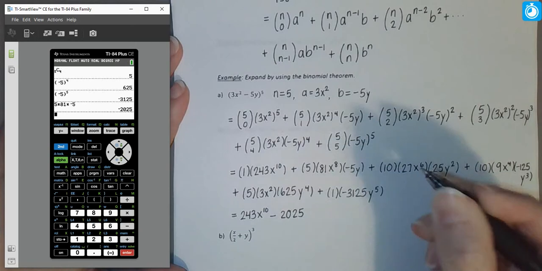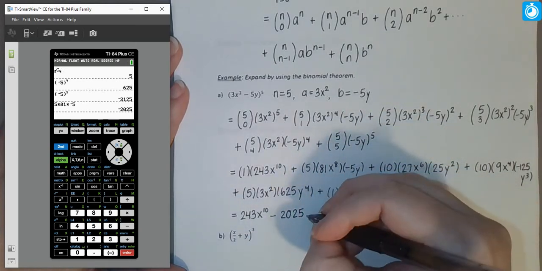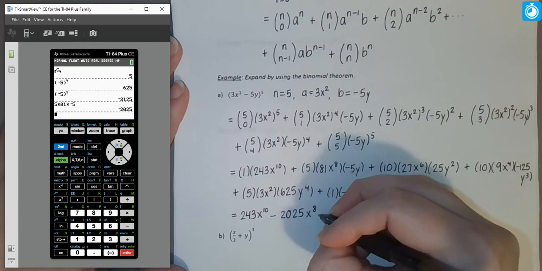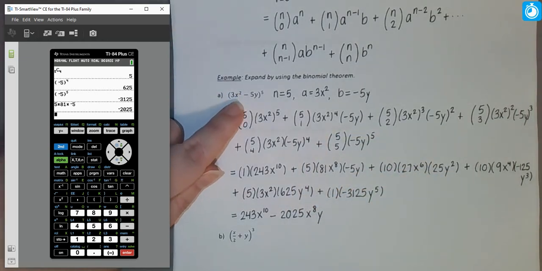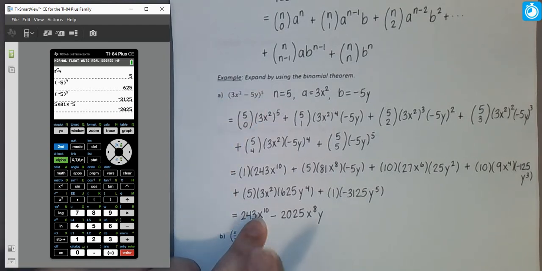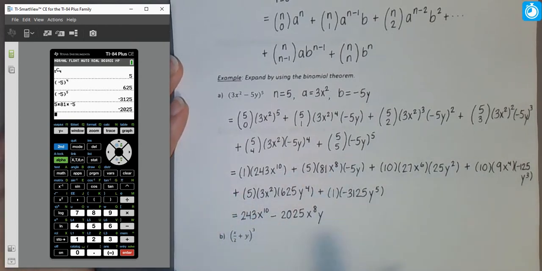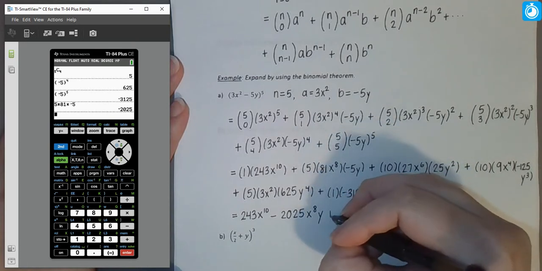And then we look at our variables. So we have x to the 8th and we have a y. And in general, we write them in alphabetical order. So x to the 8th first. That's also consistent with what we're seeing in terms of a and b, starting with higher powers of a and working our way down, starting with lower powers of b and then working our way up. Okay, next term. Next term will be positive.